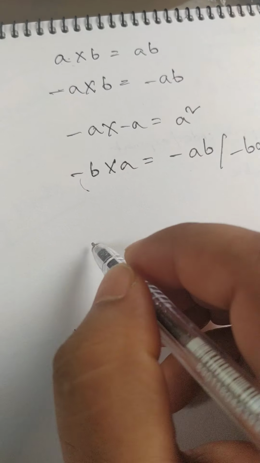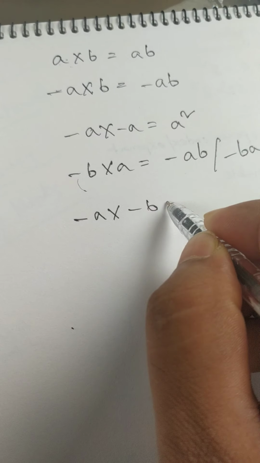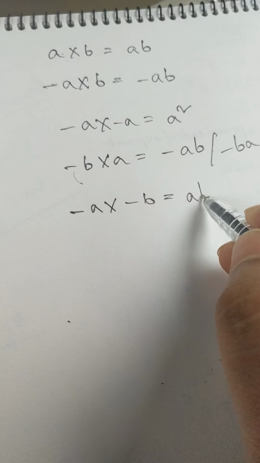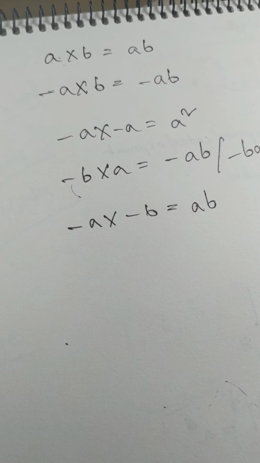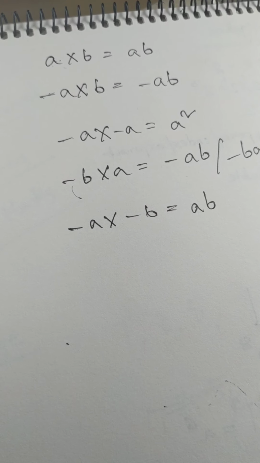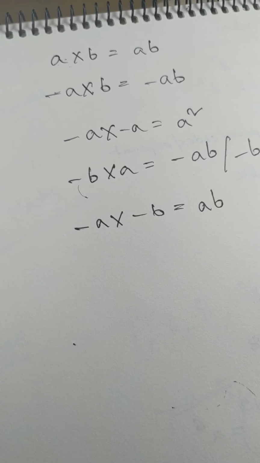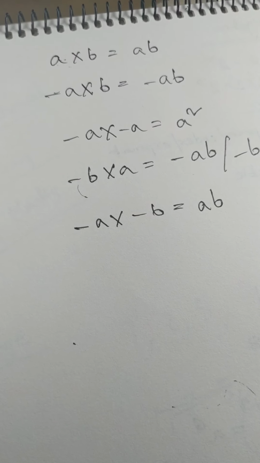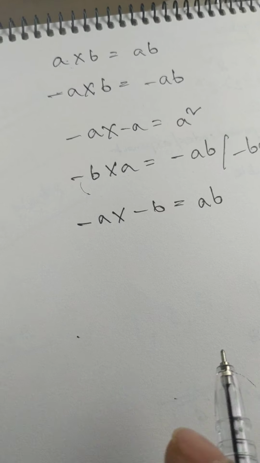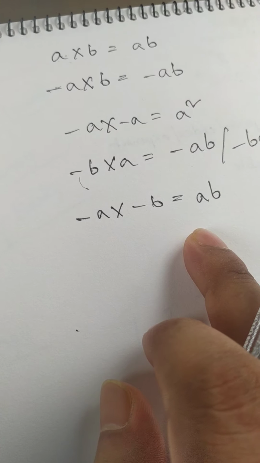Next, minus a into minus b, minus into minus is plus, so we don't write any sign, we just write ab. Just to remember these little things: if there is an even number of negative signs, the answer will not have any negative sign, it will become plus. If there is an odd number of negative signs, for example in this case there is only one negative sign, the answer will have a negative sign in it.